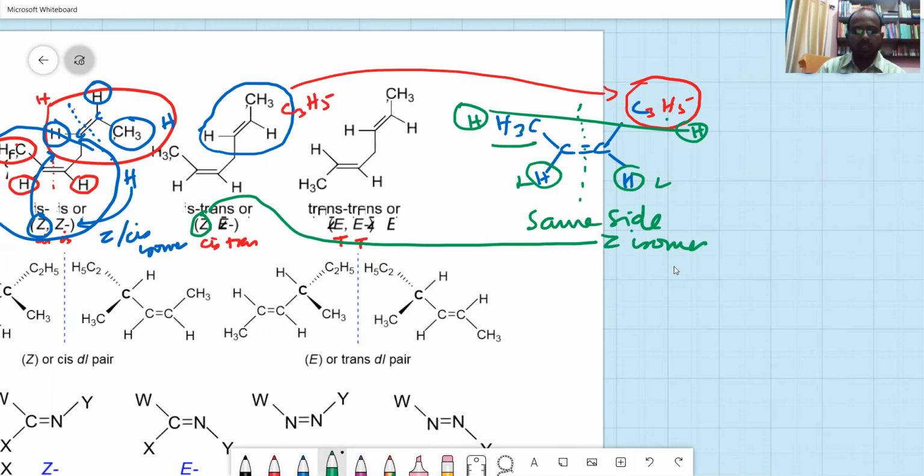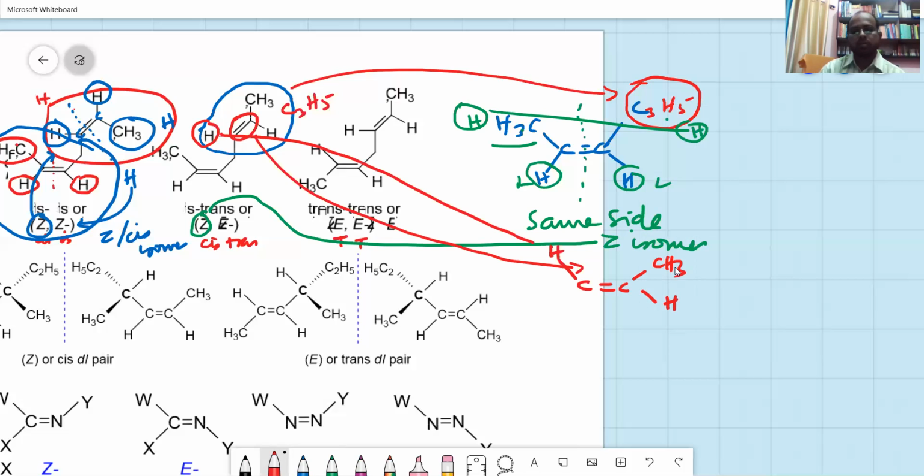Okay, I will draw the molecule again for the next set. This double bond. Okay, on the top you have CH3, at the bottom you have H. Here on the top you have H, and at the bottom you have this particular group. Again, I will name it as C3H5.